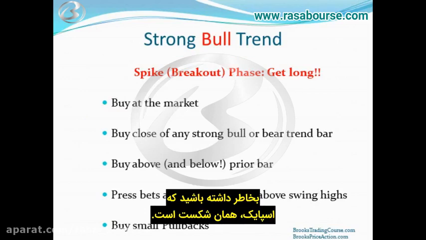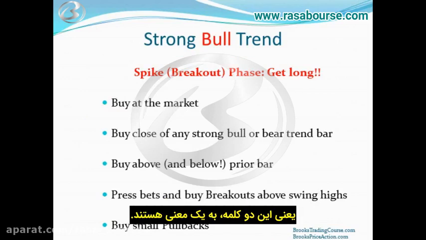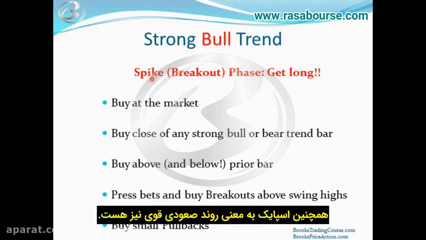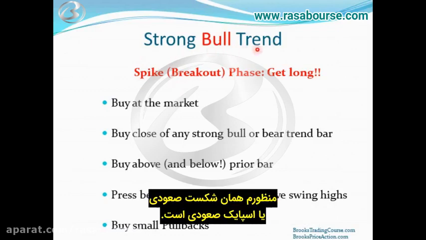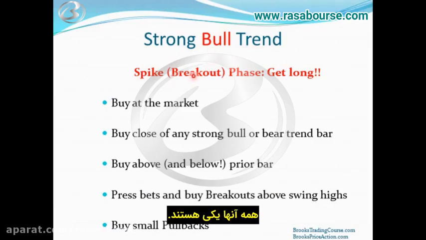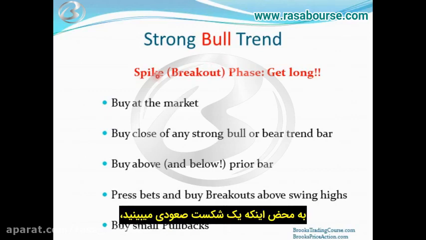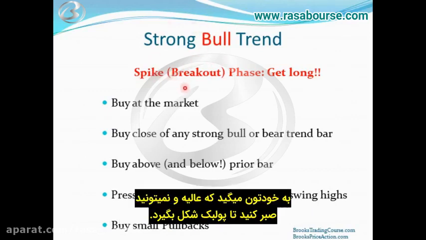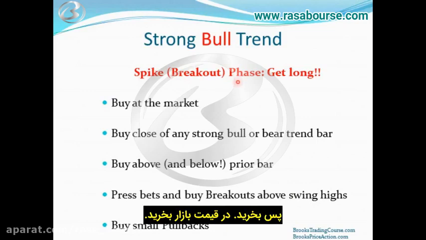Remember, a spike is a breakout. They're just two words that mean the same thing. Strong bull trend also means the same thing. I use the terms interchangeably. Whenever I'm talking about a strong bull trend, I'm talking about a bull breakout and I'm talking about a bull spike. They're all the same. As soon as you see it and you say, wow, this looks really good, I can't wait for a pullback, get long. You buy at the market.